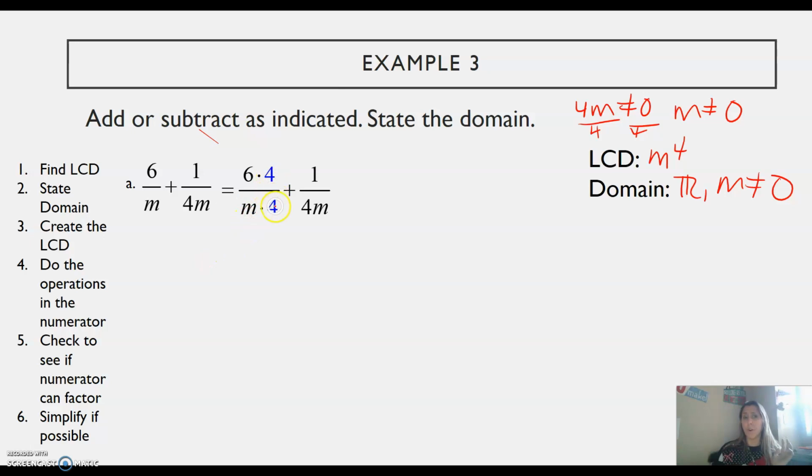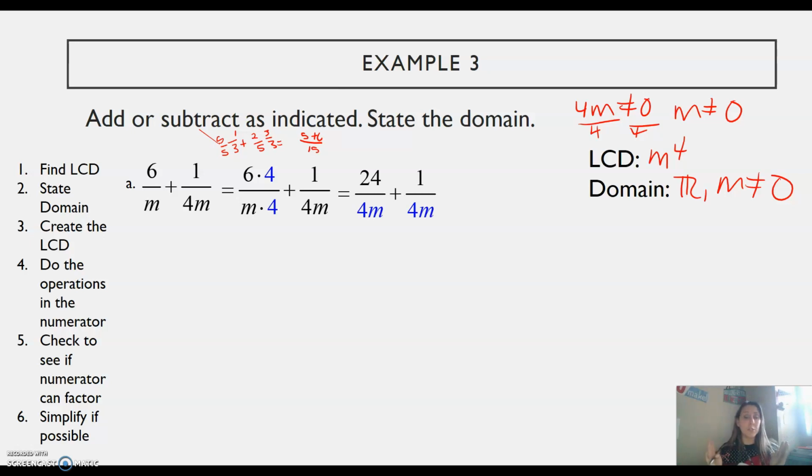Also notice that 4 over 4 is just 1. I'm making it so that I can have a common denominator like we would with numbers. So if I had 1/3 plus 2/5, I'd multiply this by 5 over 5, which is just 1, and this by 3 over 3, which is just 1, which would give me a common denominator of 15, and we would have 5 plus 6. Okay, so same idea, but now we're doing it with variables.